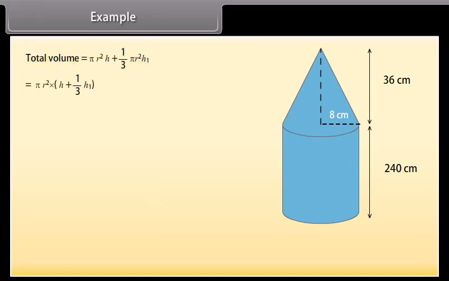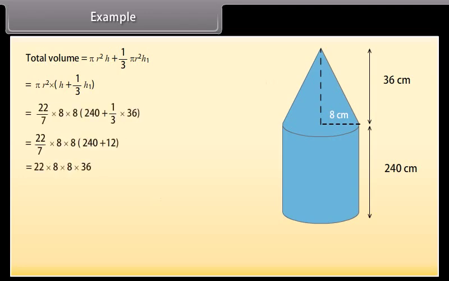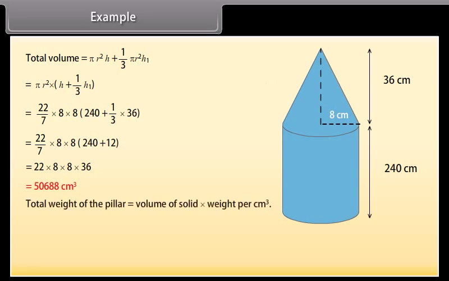This is equal to pi r square into H plus 1 by 3 H1. Solving this, we get total volume is equal to 50688 centimeter cube. Now the total weight of the pillar is equal to the volume of the solid into the weight per cubic centimeter. This is equal to 197683.2 grams or 197.6832 kilograms.